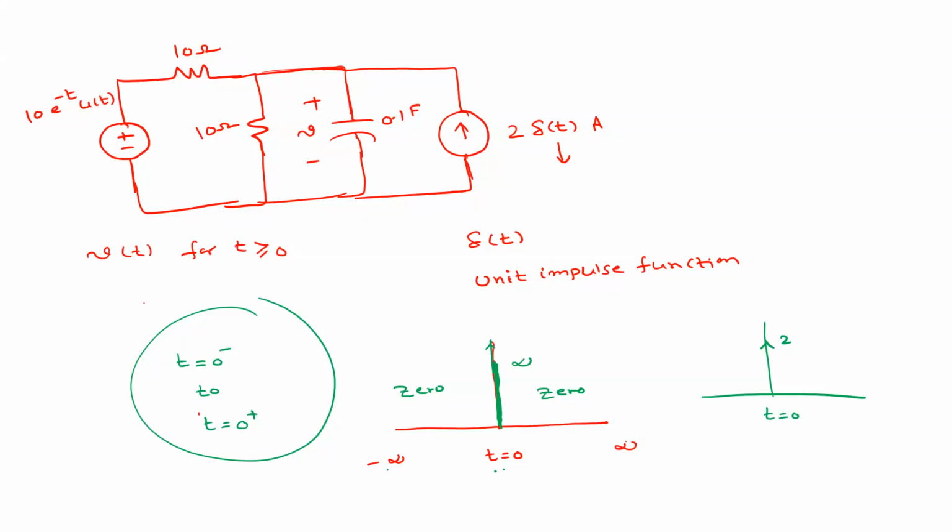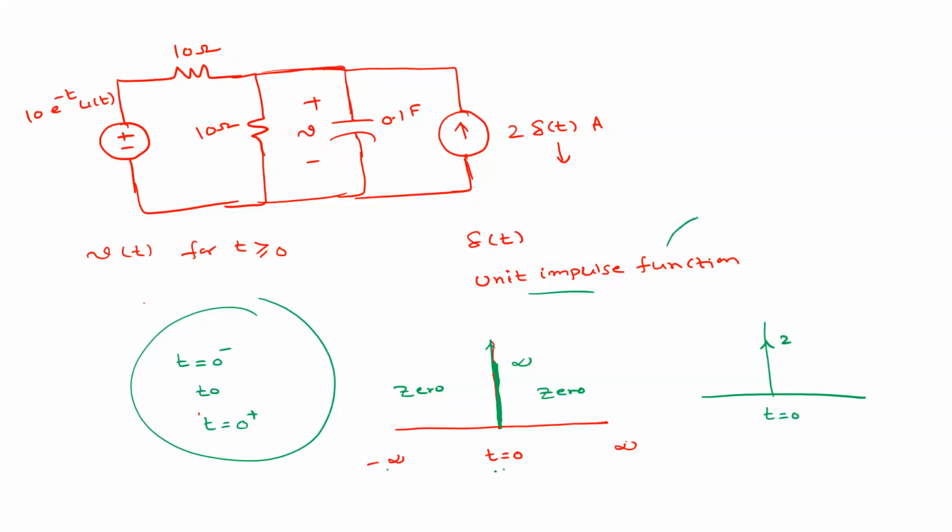For example, you connect a source, say a 10 volt source, and immediately remove it. So all this happens in 0 seconds, or a very small duration of negligible time. That is known as the unit impulse function. When it gives a sudden jerk to the circuit, how the circuit will respond, that is what we are going to study.